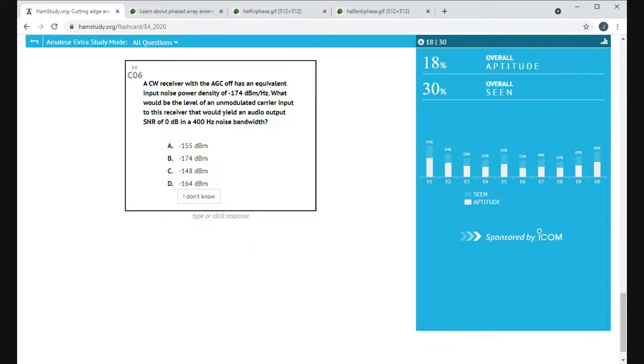A CW receiver with the AGC off has an equivalent input noise density of negative 174 dBm per Hertz. What would be the level of an unmodulated carrier input to this receiver that would yield an audio output SNR of 0 dB in a 400 Hertz noise bandwidth?